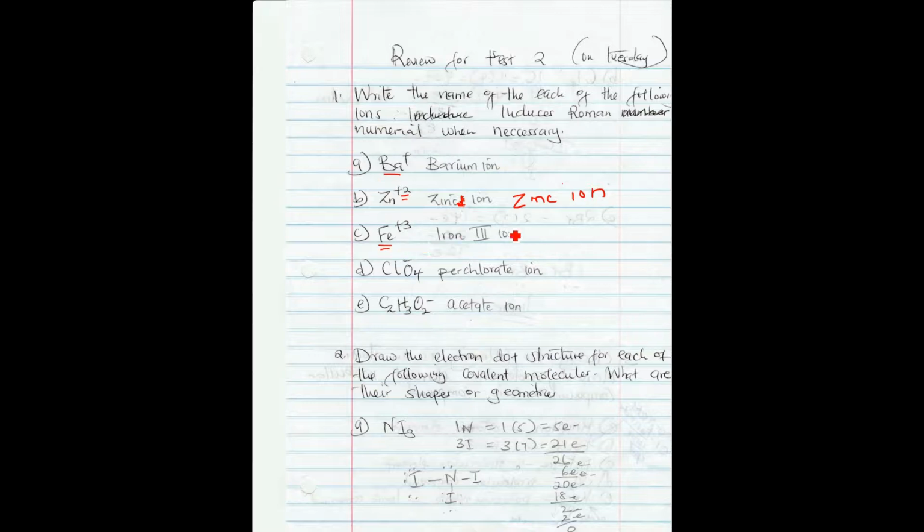Iron, Fe, can exist in two forms. You can have iron 2 or iron 3. So here you have to specify the oxidation number. This 3 is that 3.